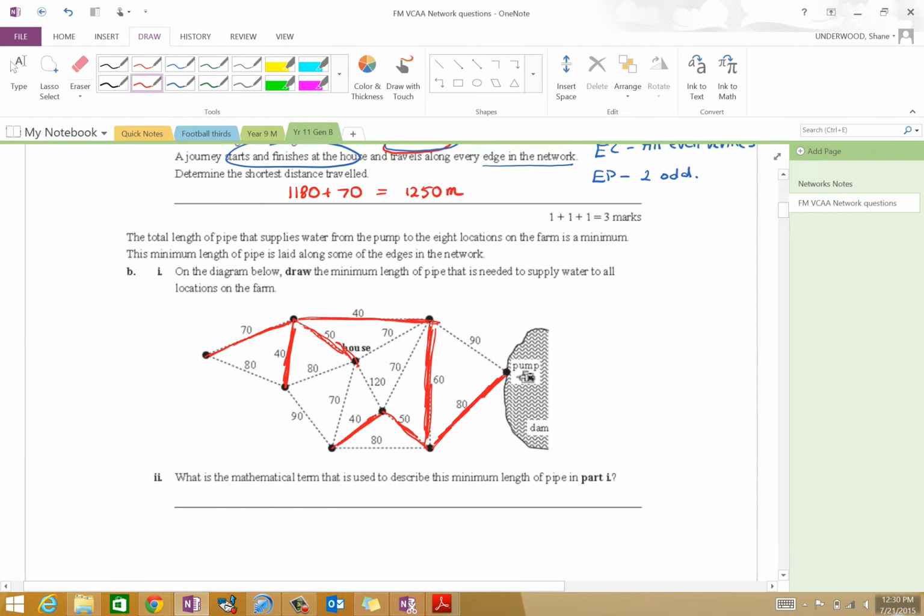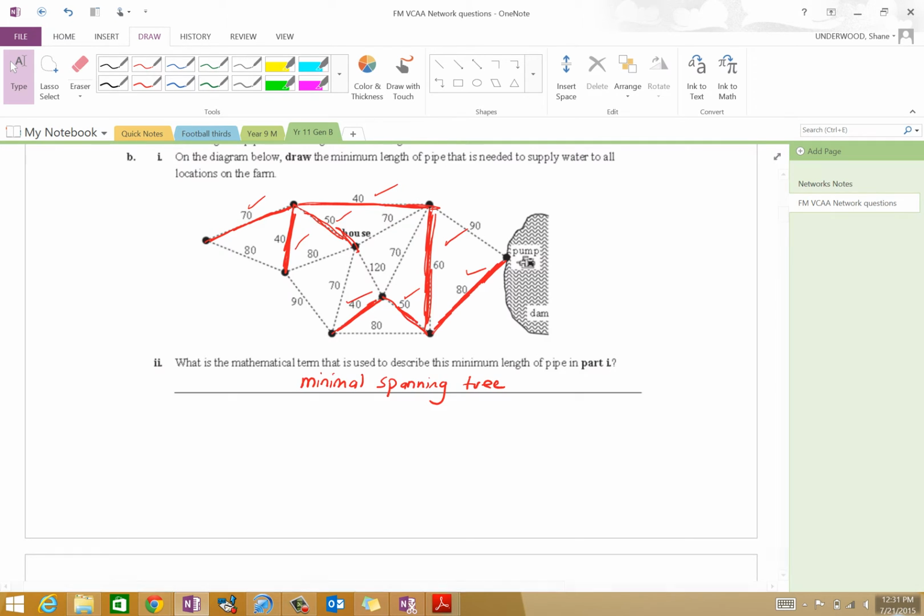1, 2, 3, 4, 5, 6, 7, 8. What is the mathematical term that is used to describe this minimal length of pipe? A minimal spanning tree. That'll get you a mark. Don't go, we use Prim's algorithm to do it, but it says what mathematical term is used to describe the length. It's a minimal spanning tree.